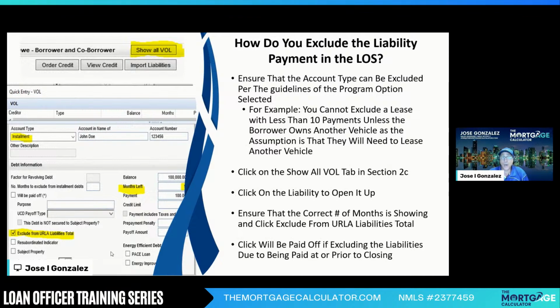So there are a number of different ways to structure this, but just note that for exclude, you're going to be asked for documentation. If it will be paid off at closing, you're going to have to show the funds, and then the title company pays it off at closing, and that's how they know it got paid off, because it's going to appear on the HUD.